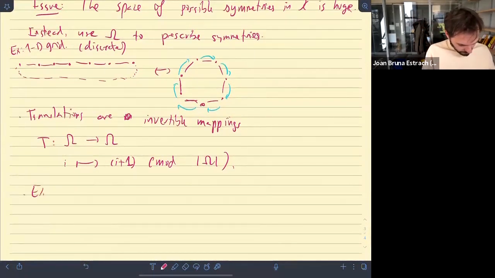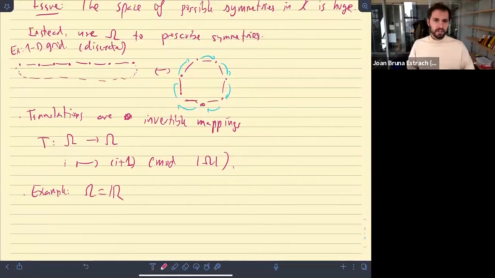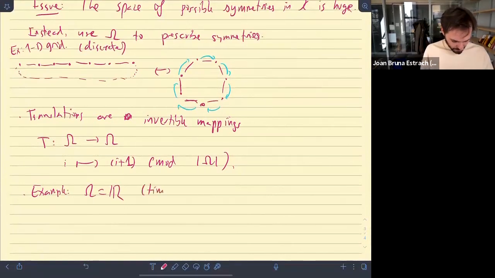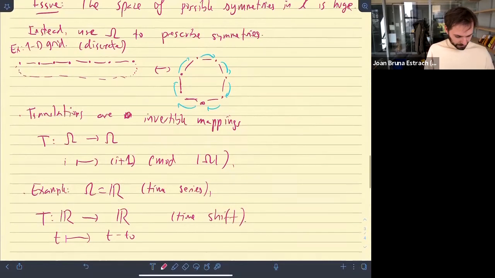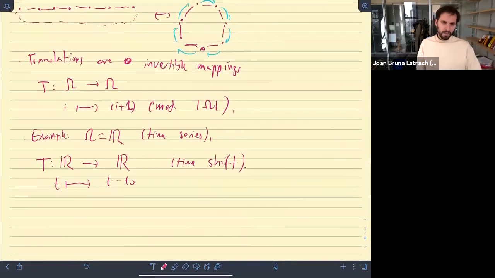So another example, if the domain is, let's say, R, right? That is, for time series. Then T is just a mapping that goes from R to R, and it maps t to t minus t0, right? This is just a time shift. Okay, and we are going to see also more examples.